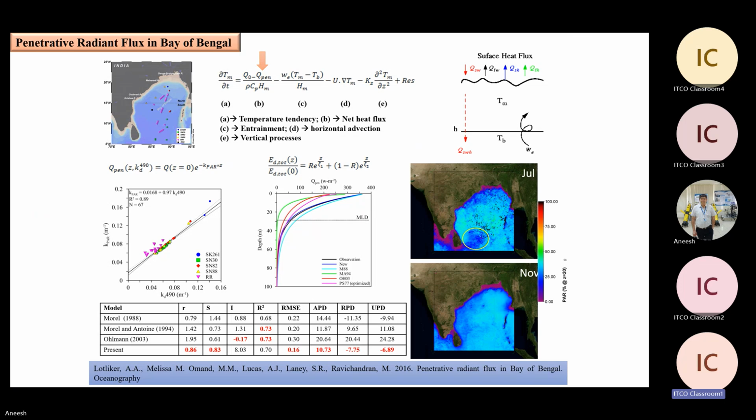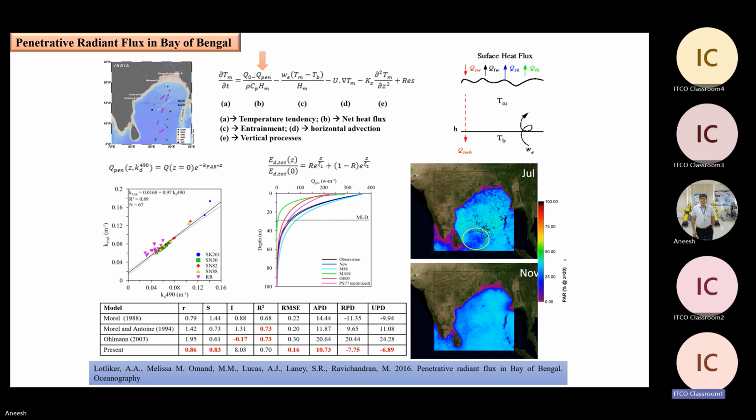So there was an experiment done in the Bay of Bengal where it was found that the sea surface temperature was overestimated by the model. So why is it so? Because the model assumes that all the light which comes, the major source of energy, is trapped within the mixed layer. So 100% of the light is within the mixed layer. That was the assumption. Because of that, SST was overestimated.